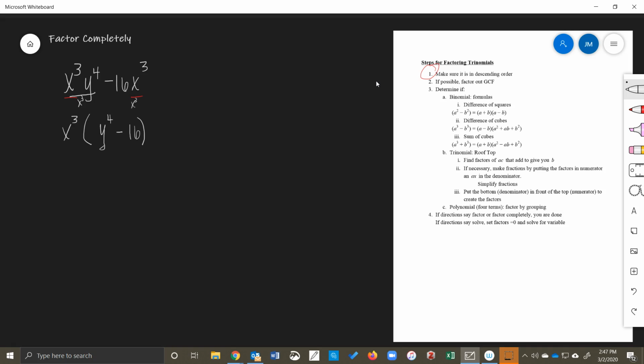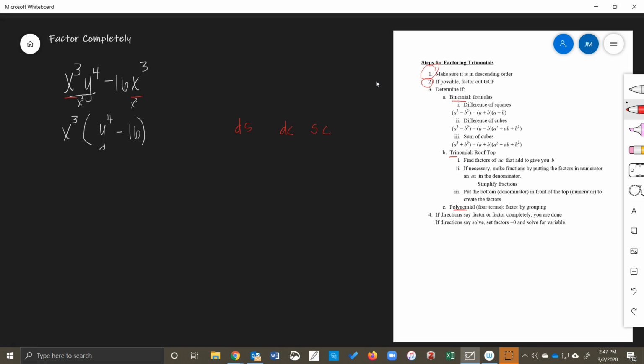So once step 2 is done, I have to determine, are we looking at a binomial, a trinomial, or a polynomial with 4 or more terms? Because if it has 4 terms, we're going to group it. If it's a binomial, there's 3 formulas, and if it's a trinomial, I'd use the rooftop method. Well, this is a binomial, so let's see what formula it fits. Okay, is it a difference of squares? Is it a difference of cubes, or is it a sum of cubes?